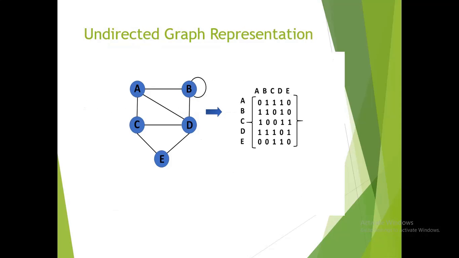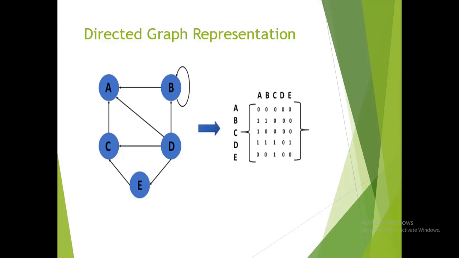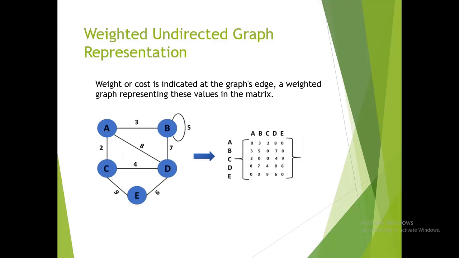Representation of undirected graph. Directed graph representation. Weighted undirected graph representation. Weight or cost is indicated on graph edges. A weighted graph represents this value in the matrix.